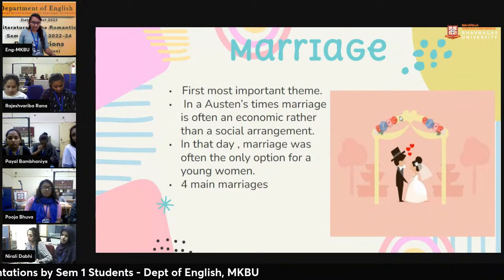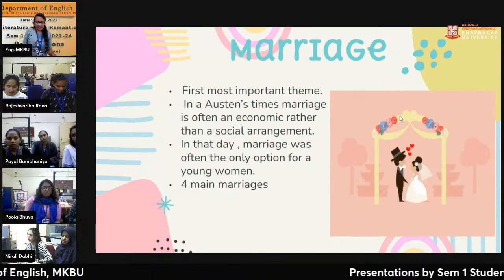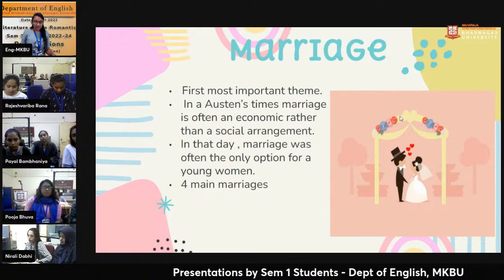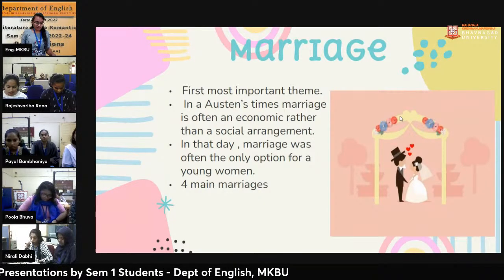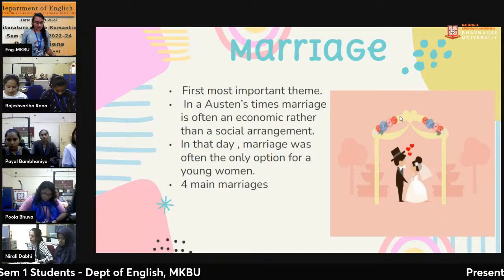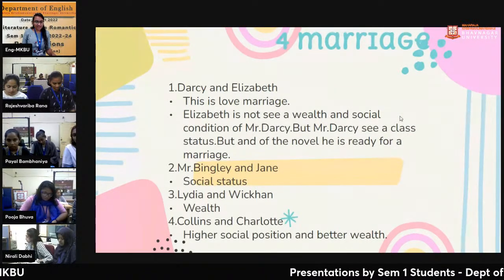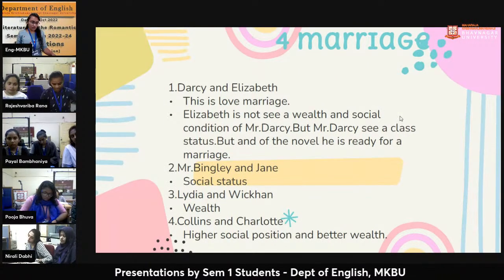Especially, we can see Mrs. Bennet and her five daughters. Mrs. Bennet's main purpose is to get her five daughters married and settled. In this novel, we can see four main marriages. The first marriage is Mr. Darcy and Elizabeth. This novel's first marriage is a love marriage.